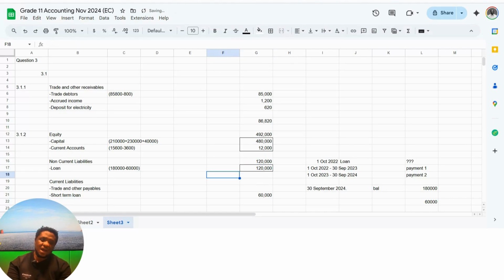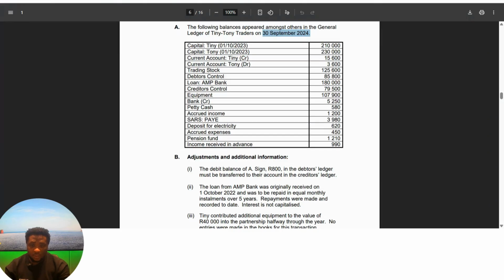And then after that, we move to our trade and other payables. So trade and other payables, let's have a look. We know that we start with our creditors control. So what is our creditors control? That's one thing that I'm going to look out for first.